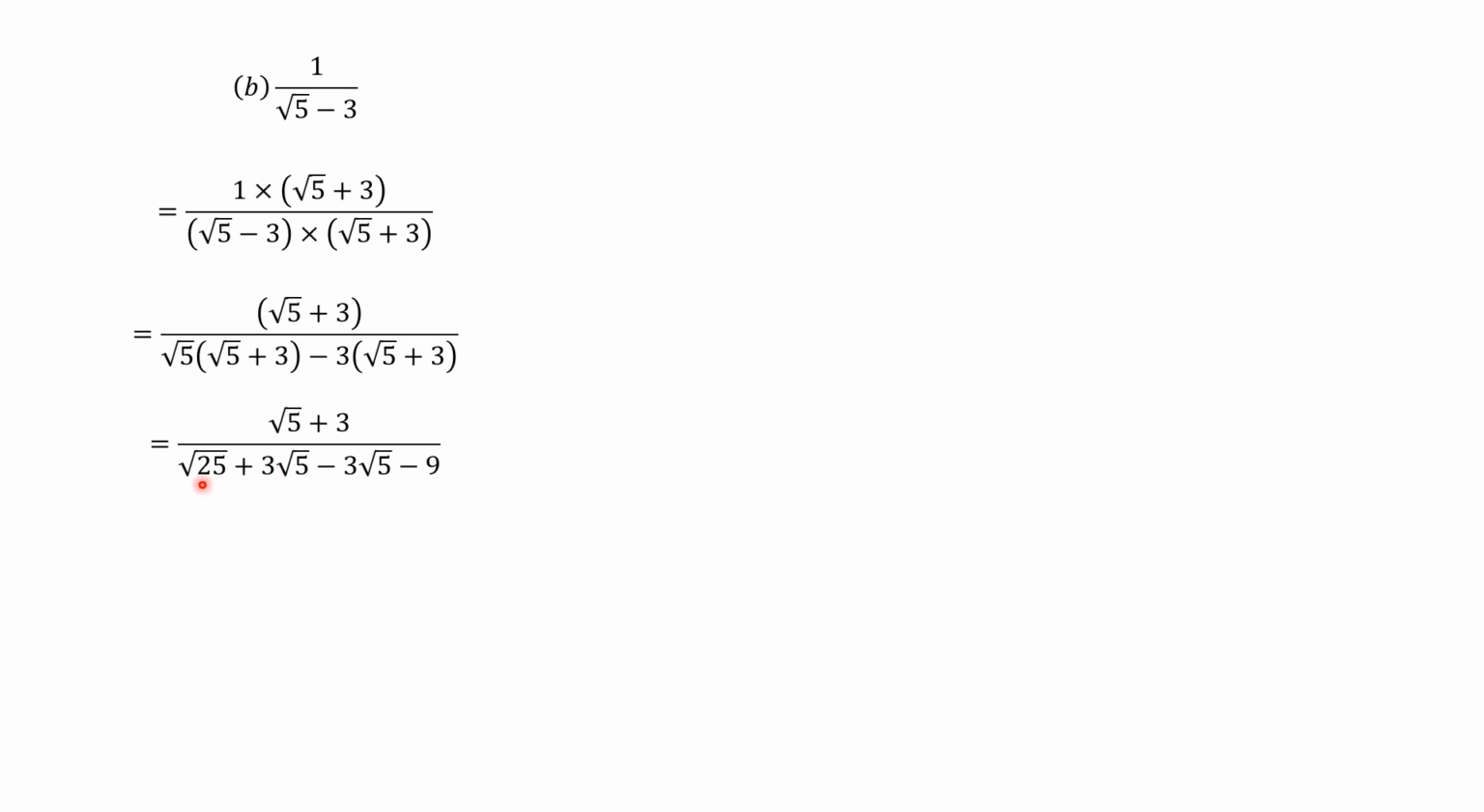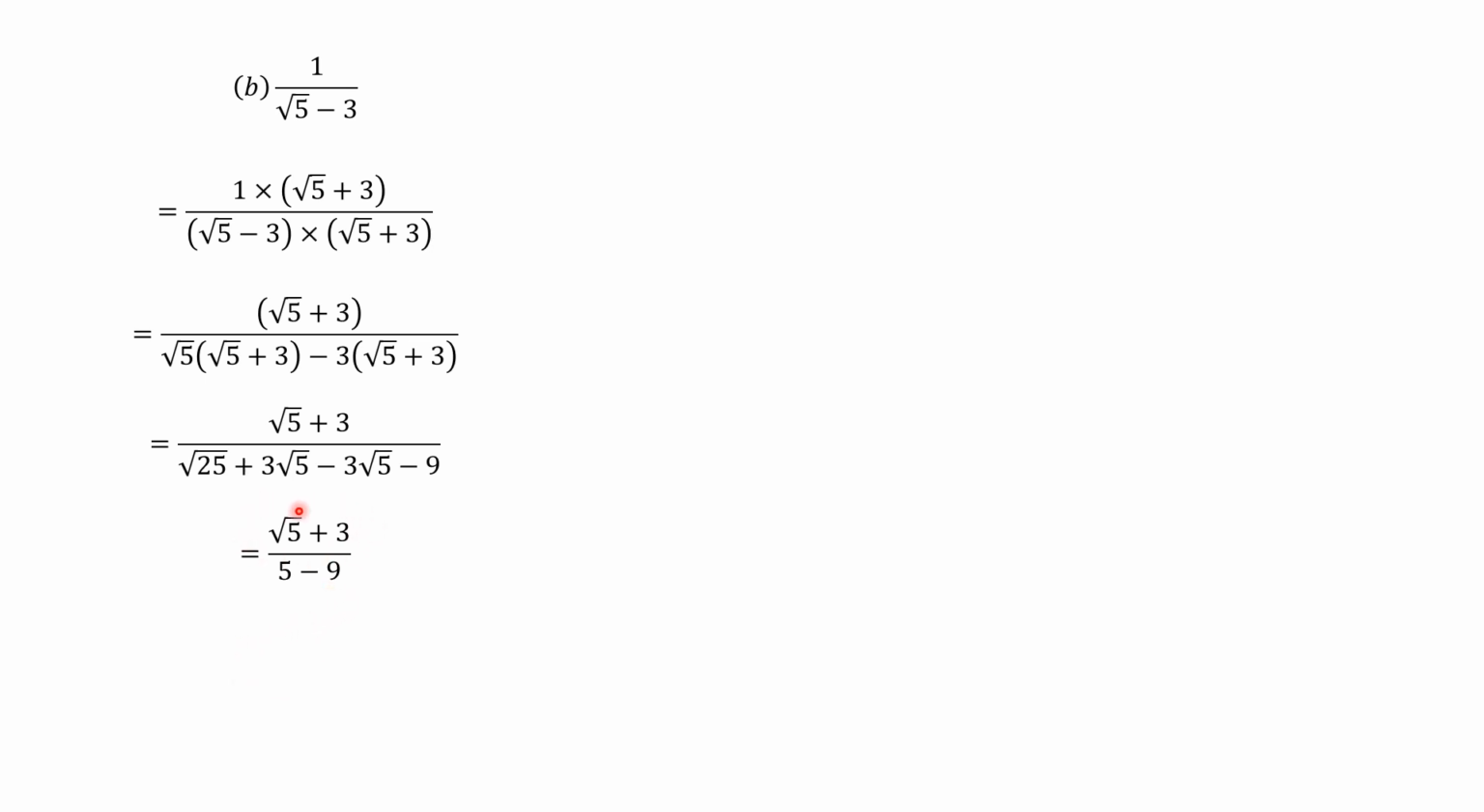Then this times that is going to be the negative 9. So the 5 times the 5, we can just write it as root of 25, but on the next step we are going to call it 5. These two, you can see that they are the same, so they are going to cancel out. Then we shall be having 5 minus 9 in the denominator.